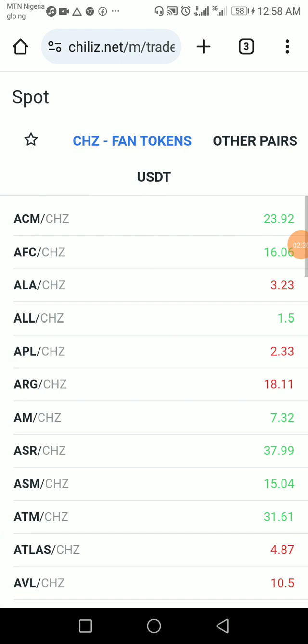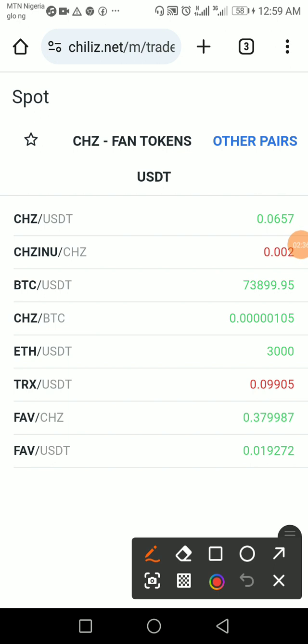So remember, on Binance BTC is selling at 56,000, and over here, let me indicate it for you, BTC is selling at 73,899. This is a massive profit we're going to get, about a $20,000 difference. So what we're going to do now is buy BTC from Binance and move over to Chiliz to sell in order to claim our profit.